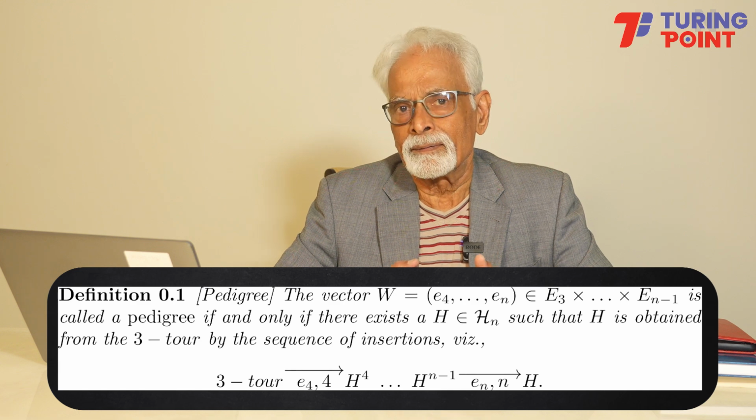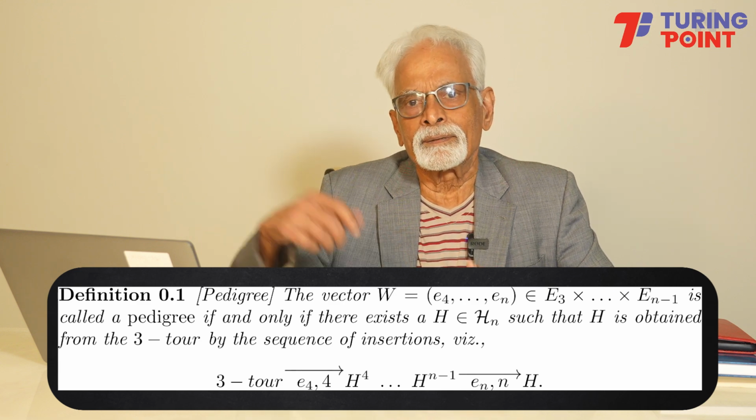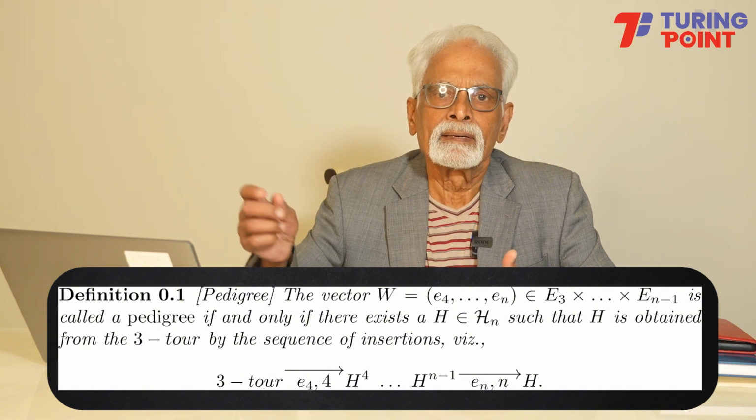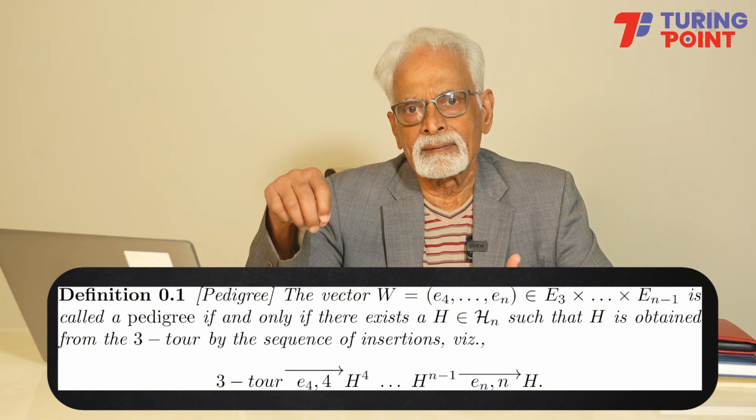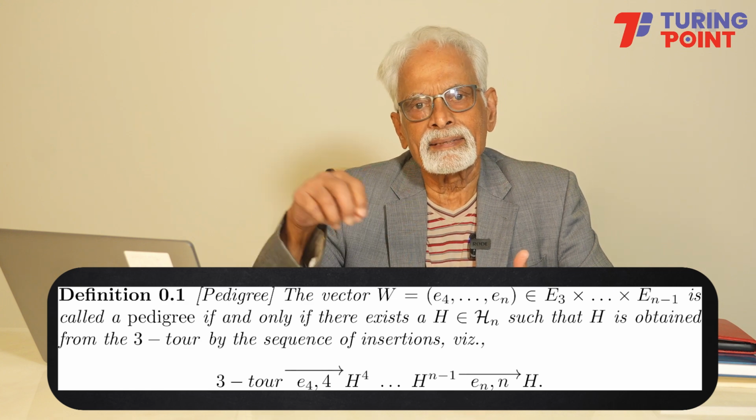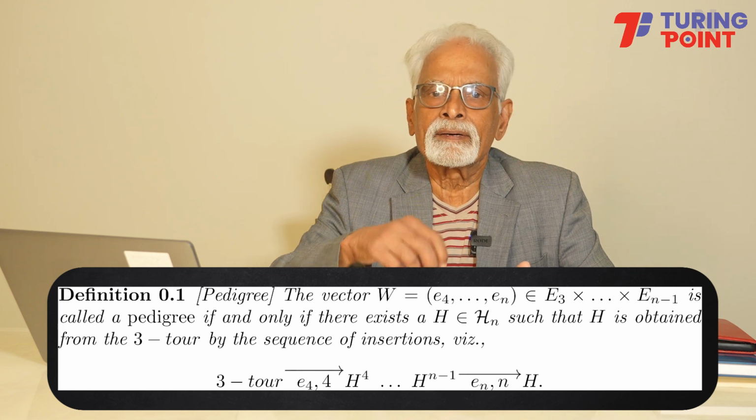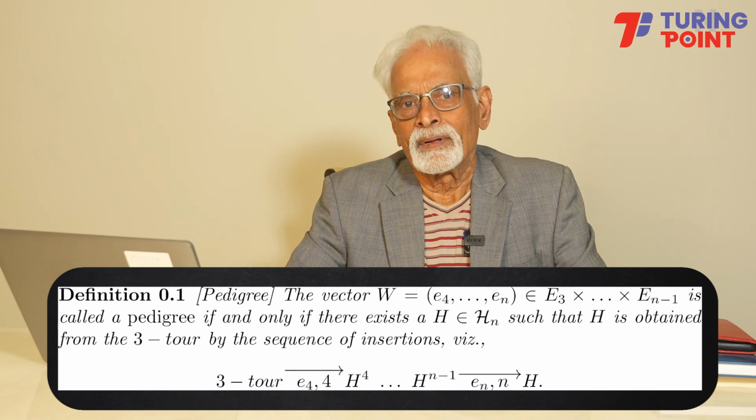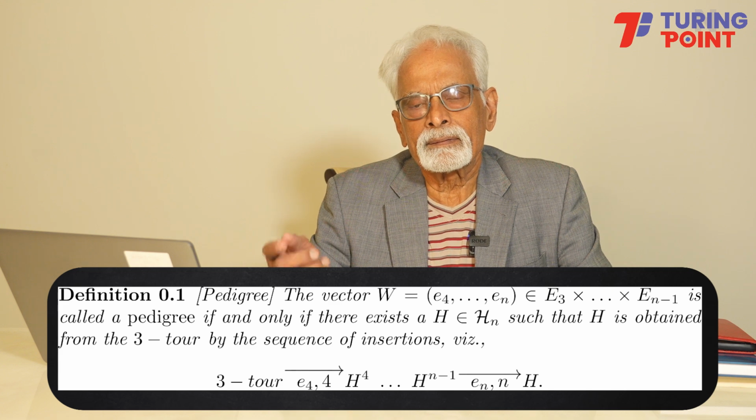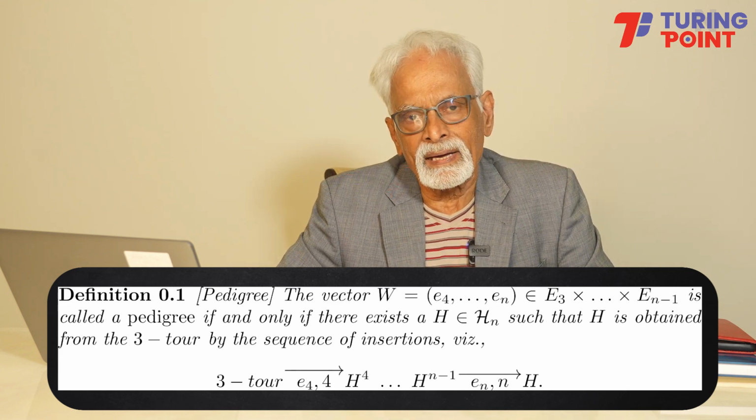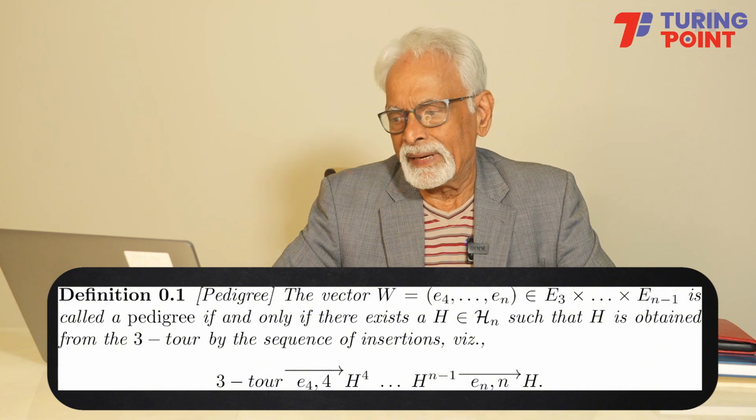Of course, if you do the insertion operations, you must get a tour. Or the reverse: if you take a tour and then consider where n is inserted, and remove that edge, then you get a tour of up to n minus 1 cities, and you can repeat this until you get a 3-city tour. And of course, by reversing the edges where these insertions have been done, we can get the corresponding pedigree. So that's the understanding of pedigree.